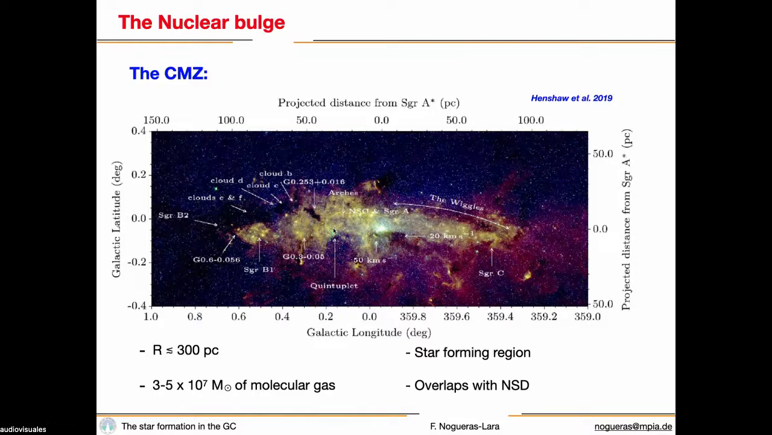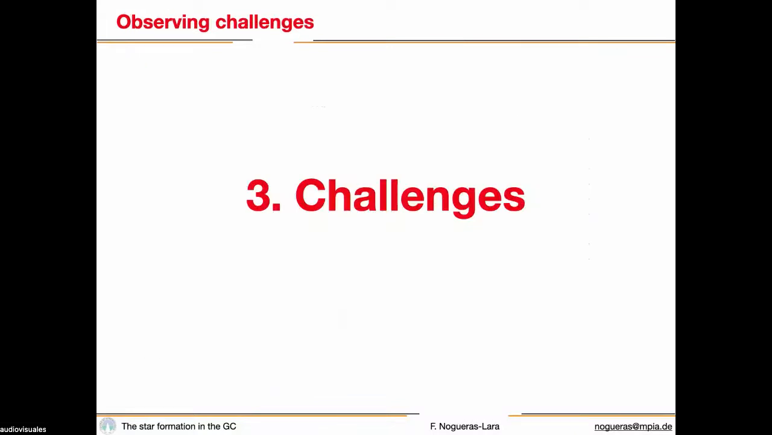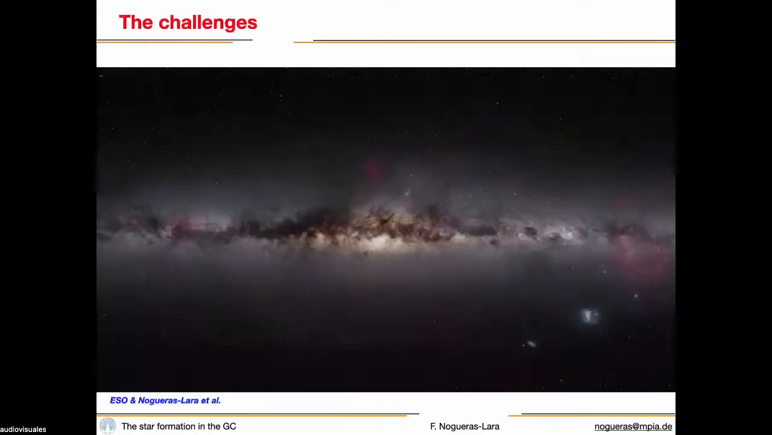Actually, the galactic center is the most prolific star-forming region of the galaxy when we take into account the small volume that we have here. Because remember that this is only like 200, 300 parsecs across, more or less. And it partially overlaps with the nuclear stellar disk, as I told you before, because this is more or less the size of the nuclear stellar disk within the central molecular zone. Okay, so now we know the place, we know that it's very interesting. So let's try to know the challenges that we can find here.